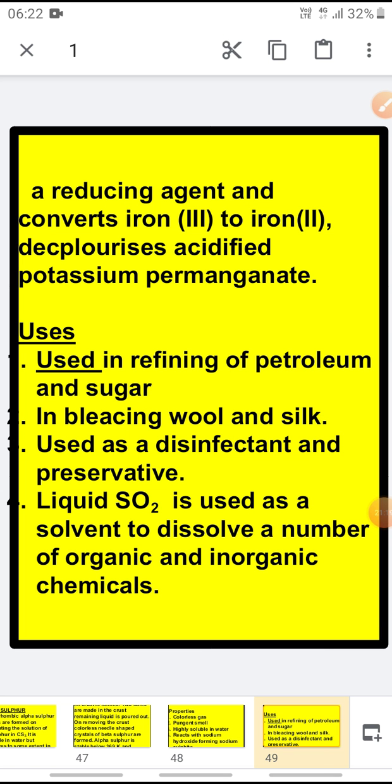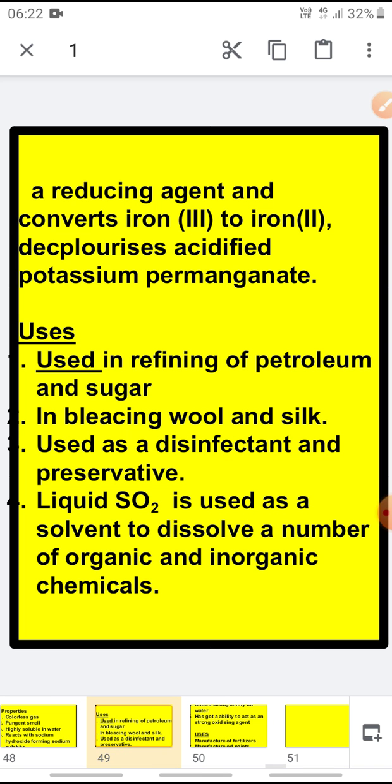Now uses. It is used in the refining of petroleum and sugar. It is used in the bleaching of wool and silk also. It is used as disinfectant and preservative. Liquid sulfur dioxide is used as a solvent also to dissolve a number of organic compounds and inorganic chemicals. So this was all about sulfur dioxide.